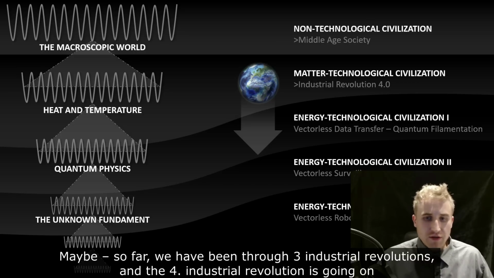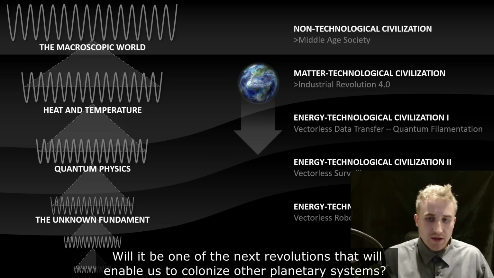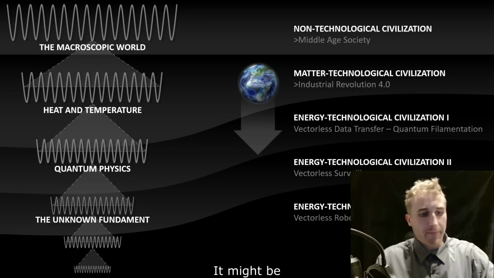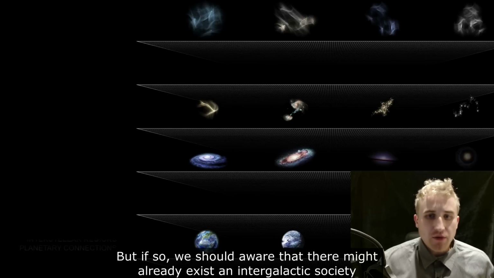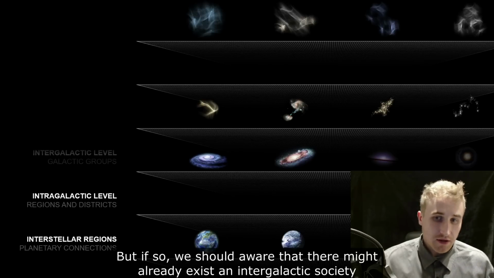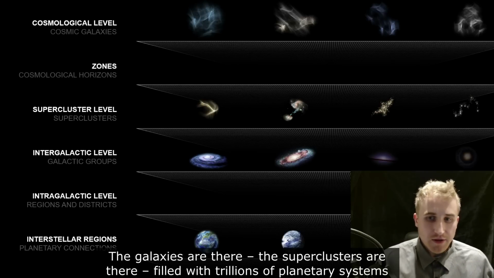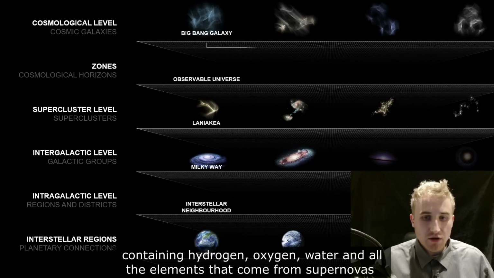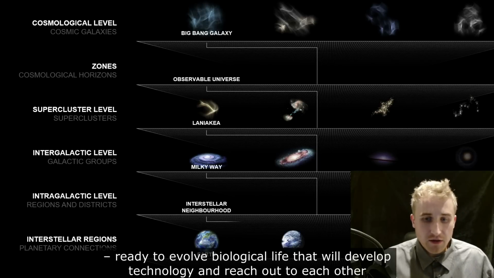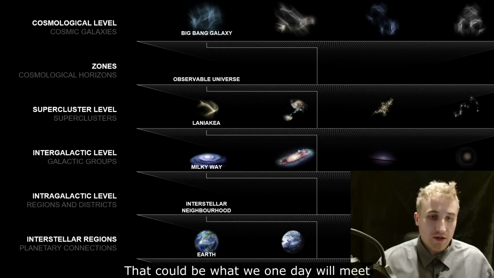Maybe. So far we have been through 3 industrial revolutions, and a 4th industrial revolution is going on. Will it be one of the next revolutions that will enable us to colonize other planetary systems? It might be. But if so, we should be aware that there might already exist an intergalactic society that observe what we are doing. The galaxies are there, and the superclusters are there, filled with trillions of planetary systems containing hydrogen, oxygen, water and all the elements that come out from supernovas, ready to evolve biological life that will develop technology and reach out to each other. That could be what we one day will meet.